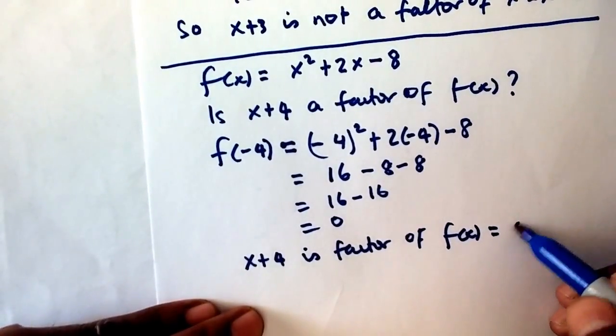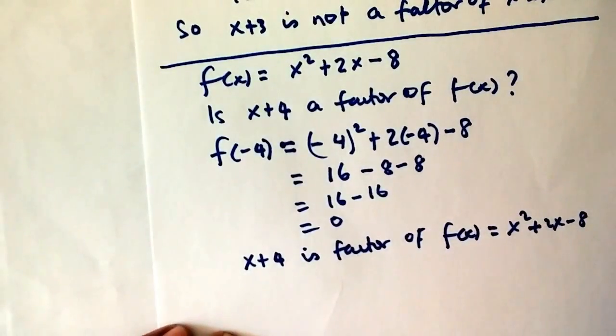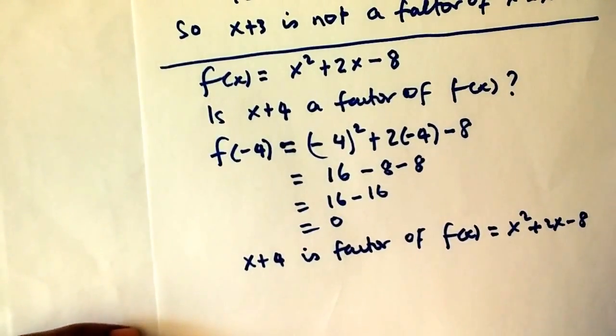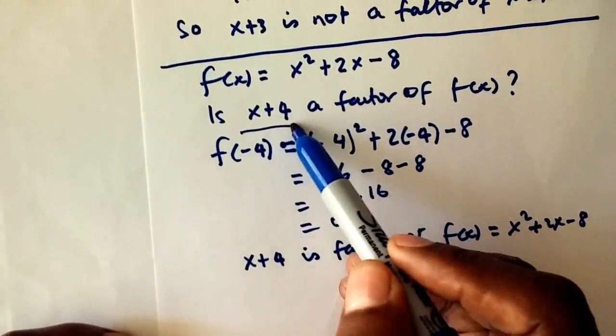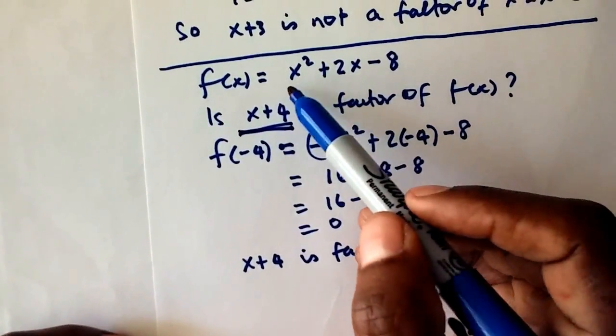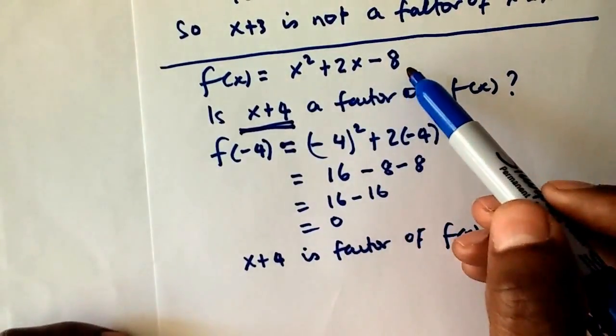Which equals x squared plus 2x minus 8. So the factor theorem helps us to quickly find if a linear factor is a factor of a function.